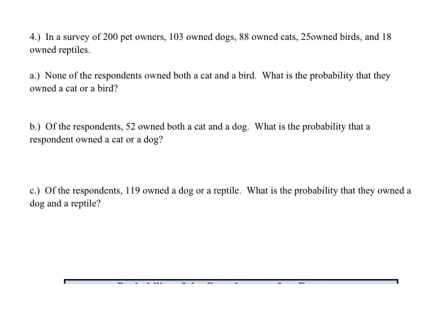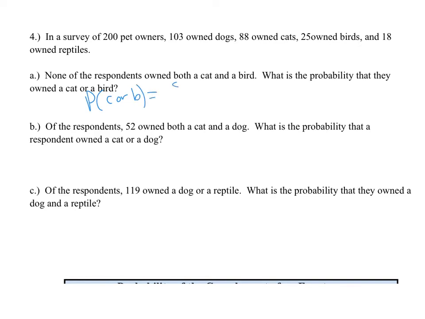In a survey of 200 pet owners, 103 owned dogs, 88 owned cats, 25 owned birds, and 18 owned reptiles. No one owned both a cat and a bird. We can probably think about why. What is the probability that they owned a cat or a bird? So the probability of cat or bird.